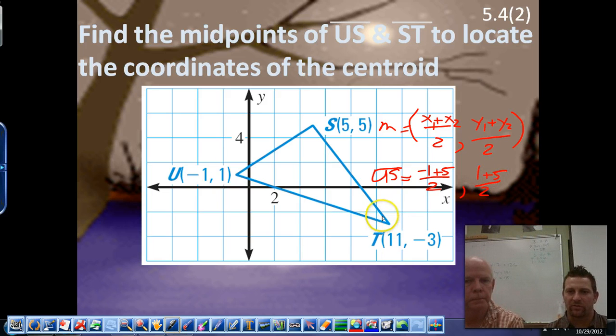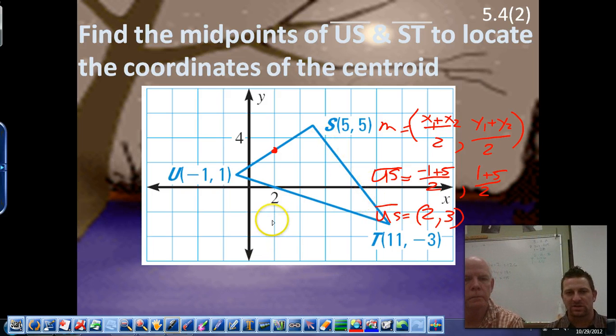And so now, for the midpoint of US, I'm going to get -1 plus 5 is 4, divided by 2 gives me a 2. And then 1 plus 5 is 6, divided by 2 gives me a 3. And so I know that my midpoint will be over 2 and up 3, puts me right there. Okay? And now I got to do my midpoint of ST.